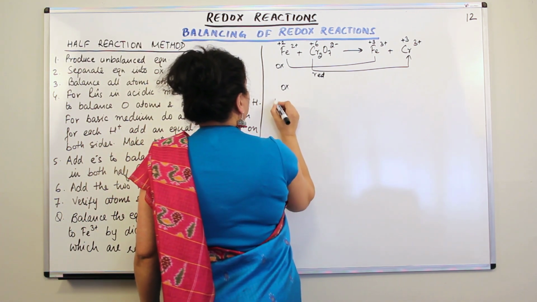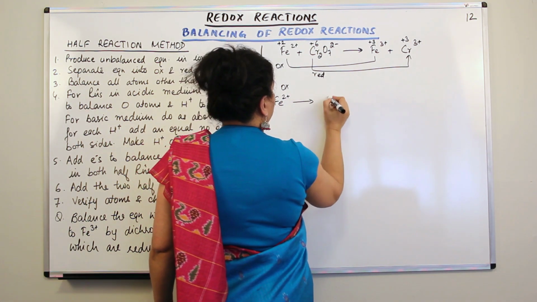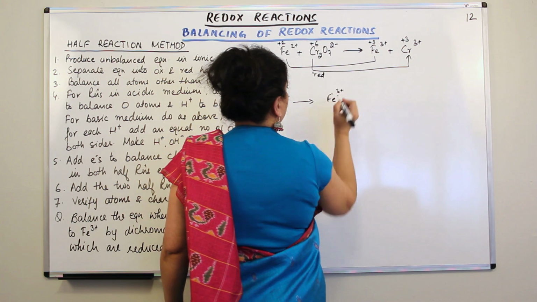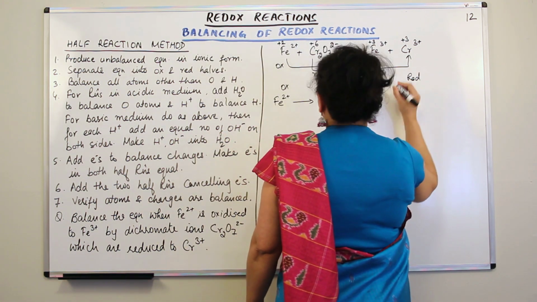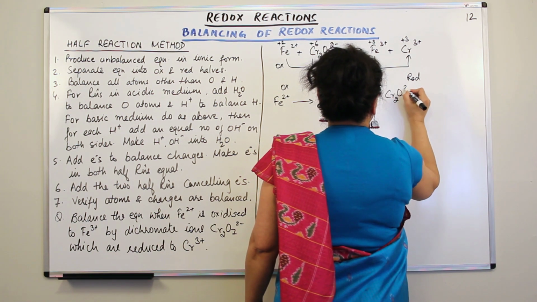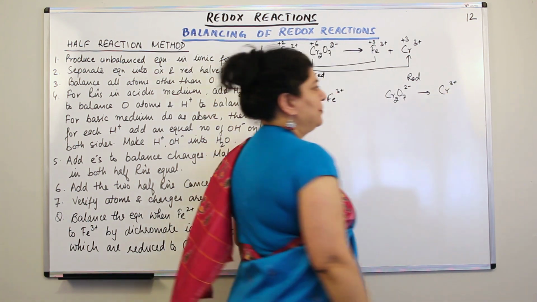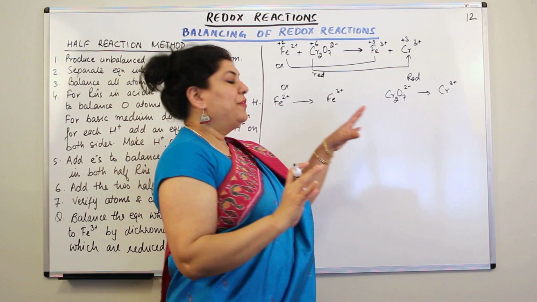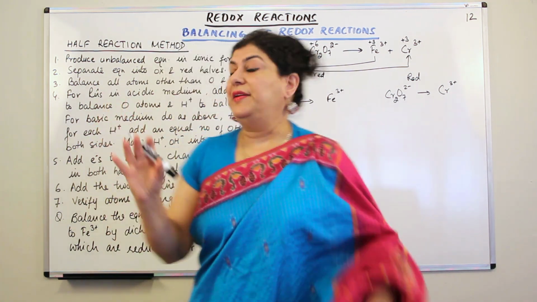In the oxidation half, Fe2+ will give me Fe3+, right? And in the reduction half, what do I have? Cr2O7 2- will be giving me Cr3+, right? Now I have divided my equation into 2 halves, the oxidation half and the reduction half.